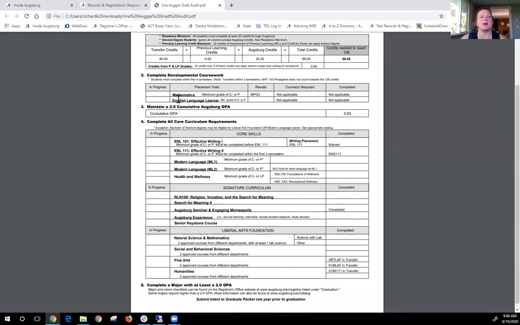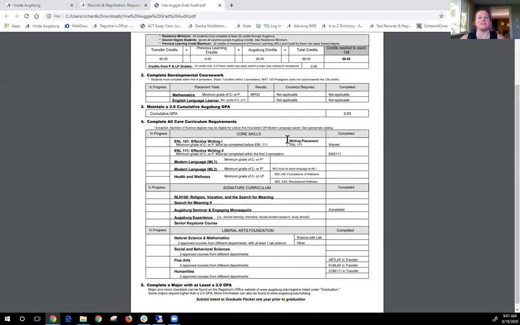Next, we're going to talk about all the core curriculum requirements. This is your general education. And anything that you have in transfer will be marked off as completed in this right-hand side. We require 2 semesters of effective writing. This is college composition. We have effective writing 1 and effective writing 2.